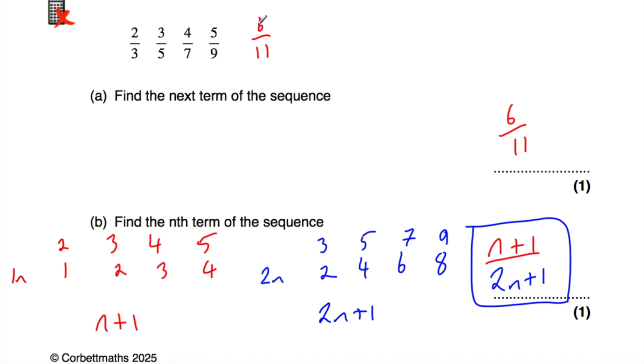And let's just check that. So for the fifth term that we worked out to be 6 over 11, or 6/11ths, 5 plus 1 is equal to 6, and 2 times 5 is 10, plus 1 is 11.